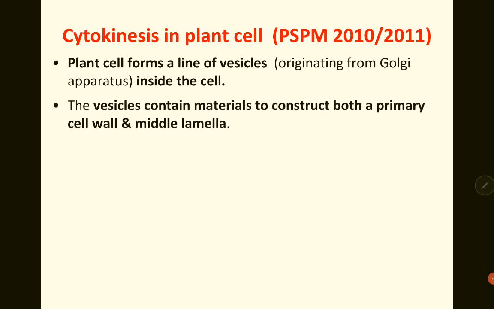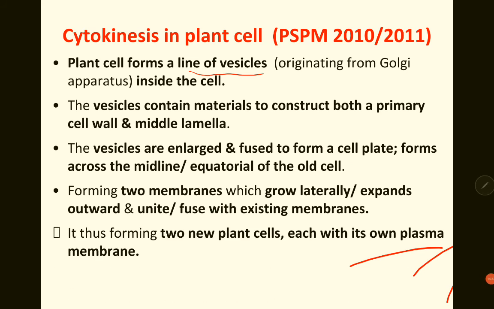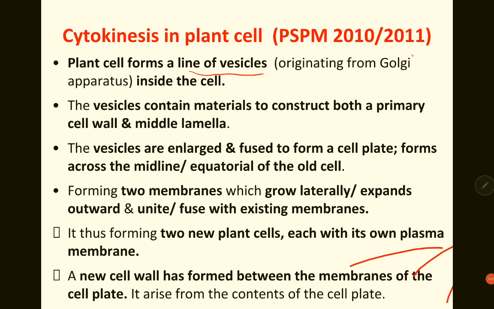So cytokinesis in the plant cell: first, they form a line of vesicles. These vesicles originate from the Golgi body inside the cell. So the Golgi body forms the vesicles, and now these vesicles will construct both the primary cell wall and the middle lamella.